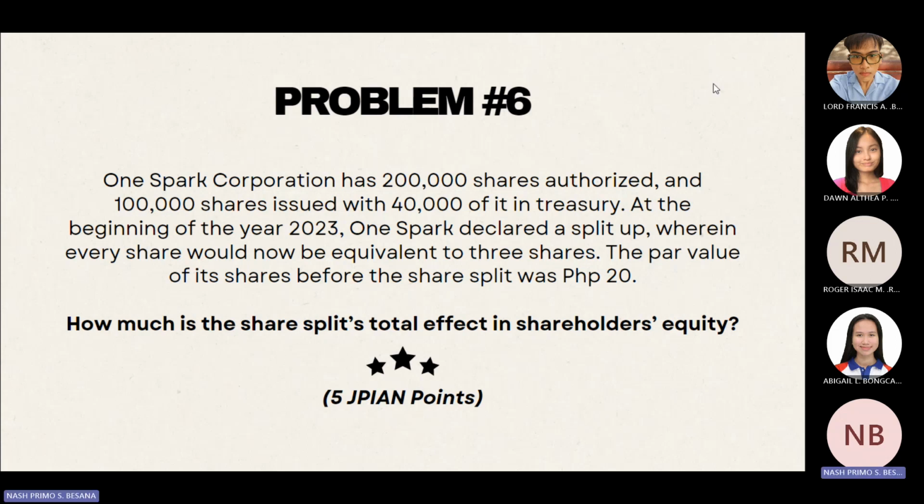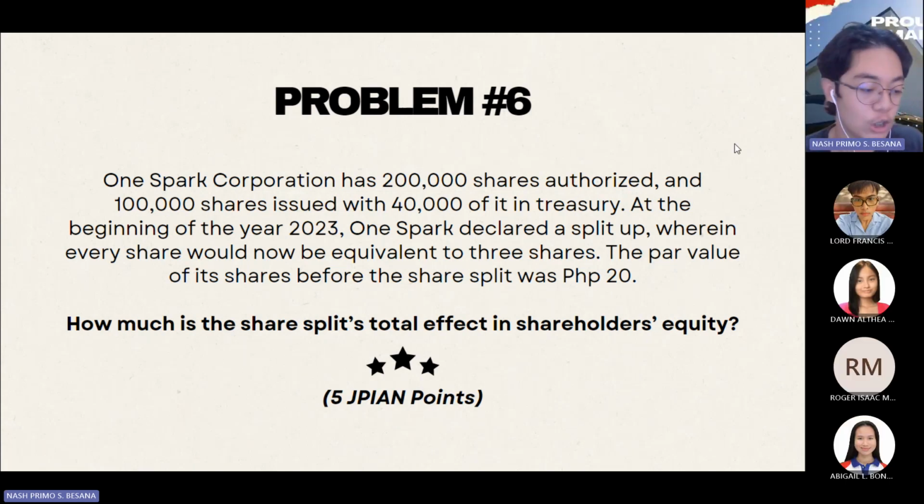Ayan, so it's already 10:48. Ayan, nag-message sa akin si Roger, 300,000 shares with 6.66 value per share. Yun yung answer niya. How about Abigail? Do you have an answer ba or should we continue with the answer reveal?